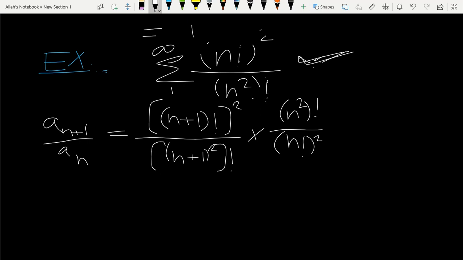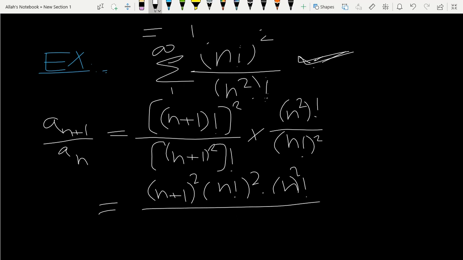Okay, now it will be (n+1) squared. After simplifying, we can write (n+1) squared (n factorial) squared, and (n squared) factorial, divided by (n+1) squared factorial, we can write (n+1) squared.